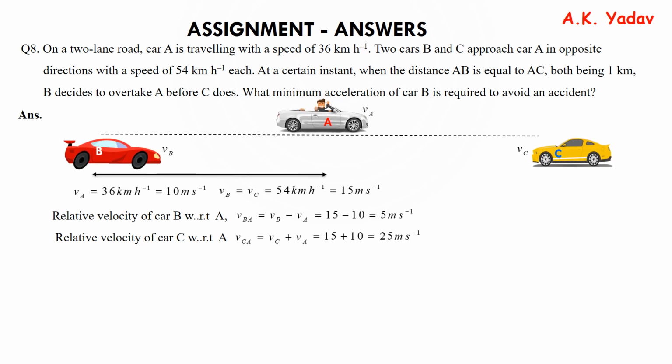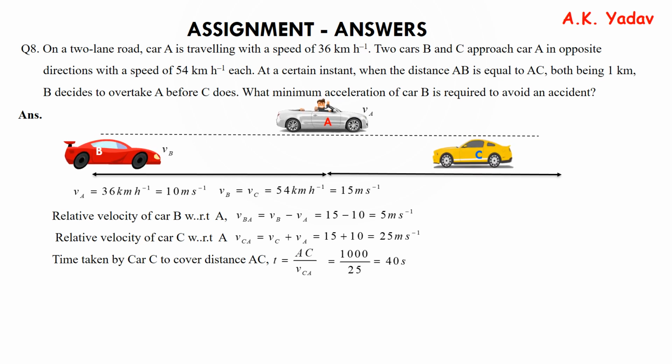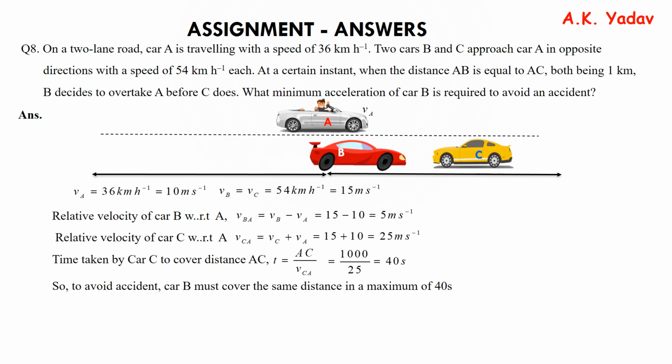Now we know when AB and AC are equal, then C is also moving. So what is the time taken by car C to cover distance AC? So that is T is equal to AC upon VCA, that is 1000 by 25, that is 40 seconds. So to avoid an accident, car B must cover the same distance in a maximum of 40 seconds.